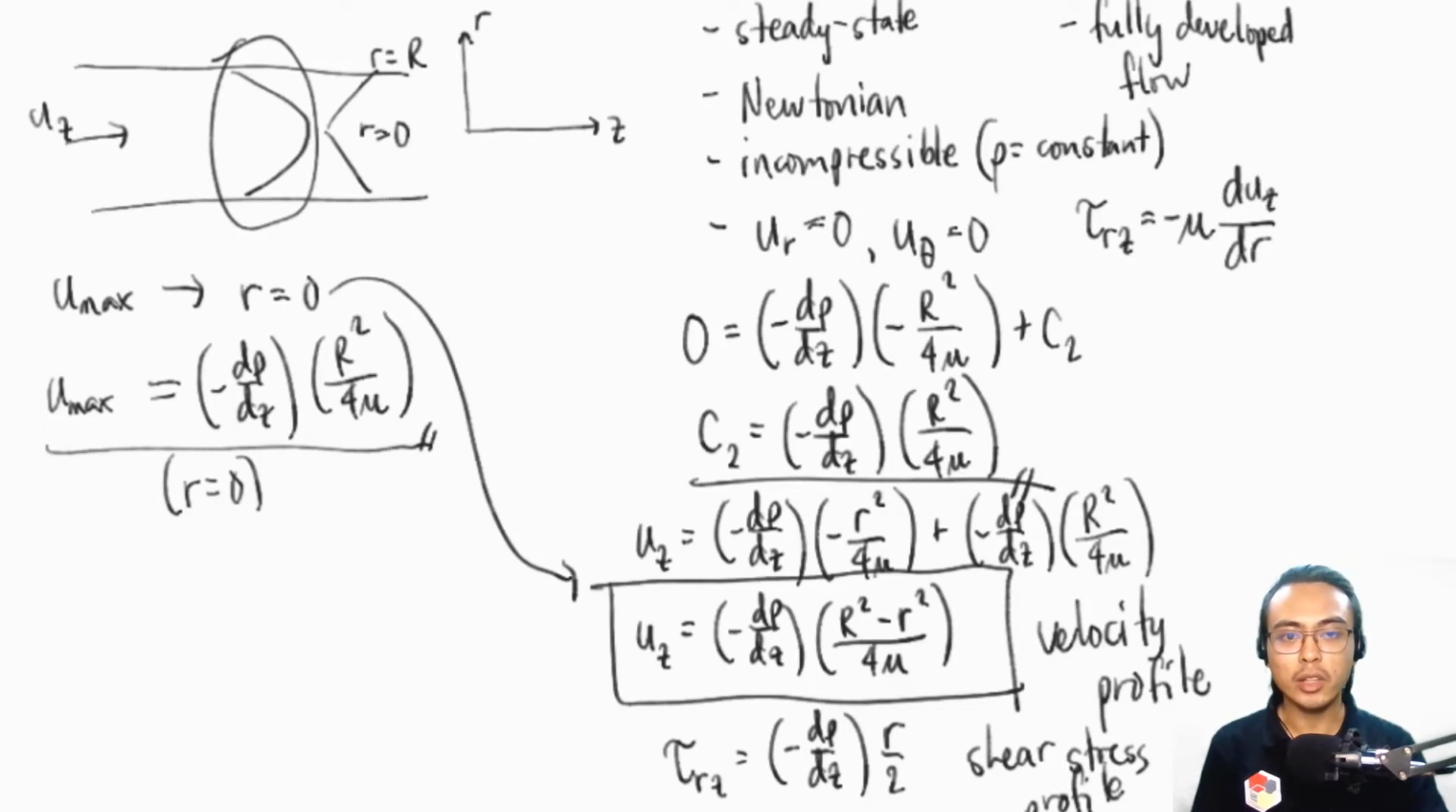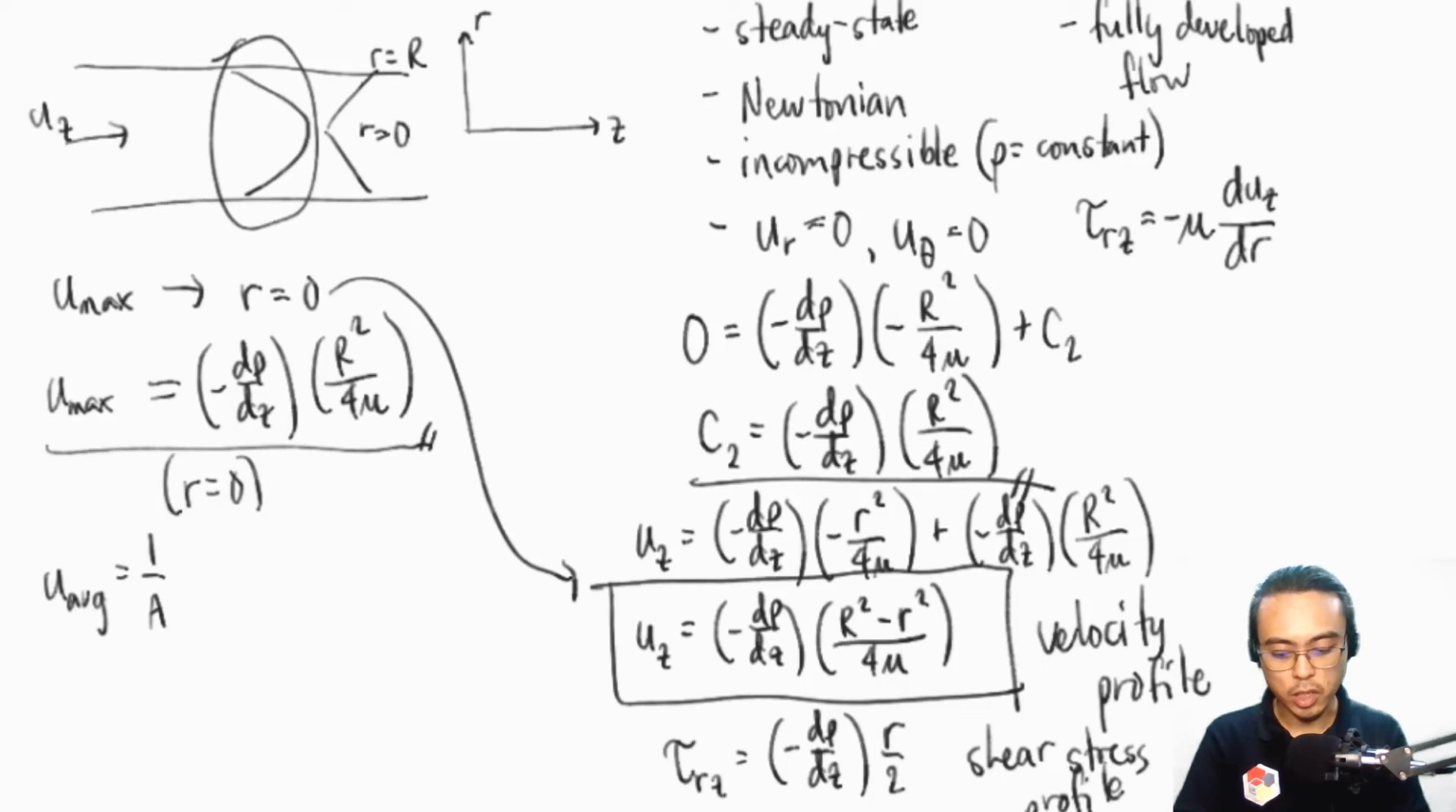Okay, how about the average velocity? The average velocity pertains to the observable macroscopic velocity of the fluid flowing inside of the pipe. So the average velocity is regardless of your position in the pipe. It will be taken as the average flow of the entire fluid. How do we solve for the average velocity? We use the relationship U average is equal to 1 over A times the double integral of the velocity profile Uz multiplied by the differential in area.